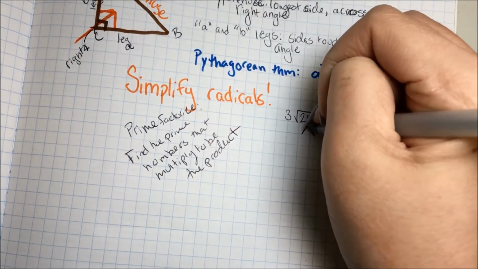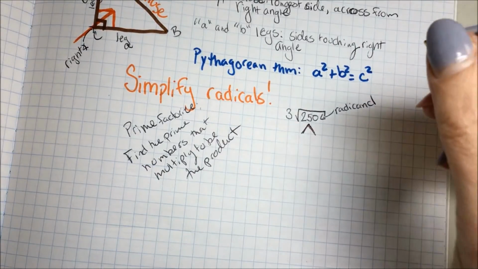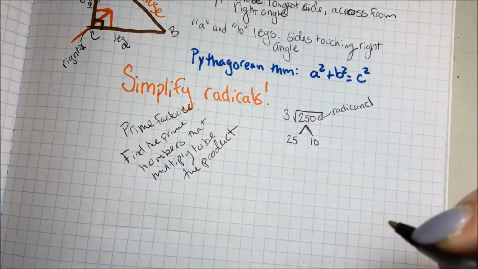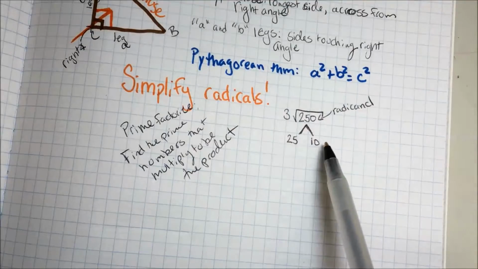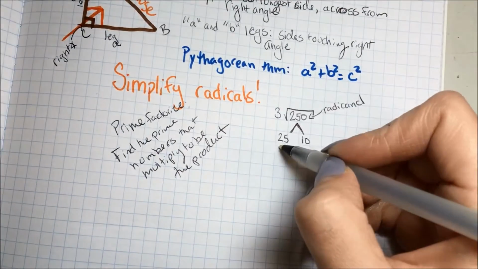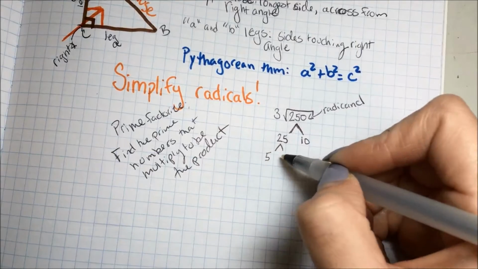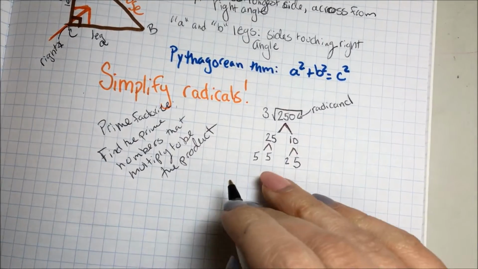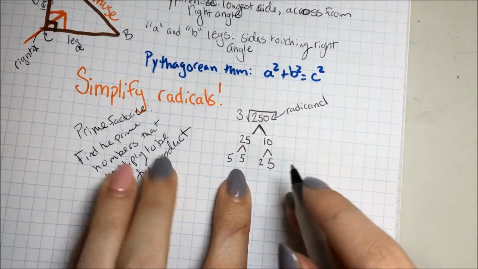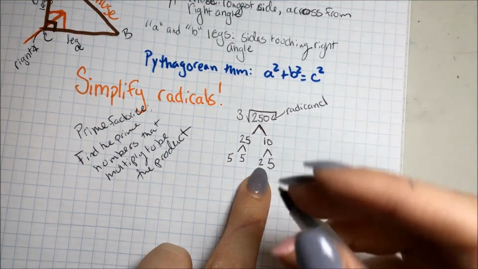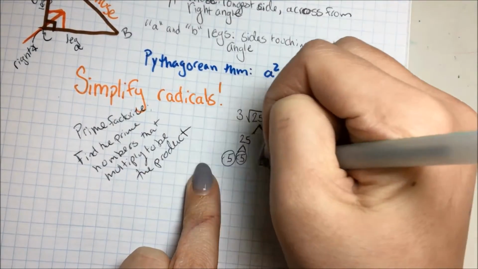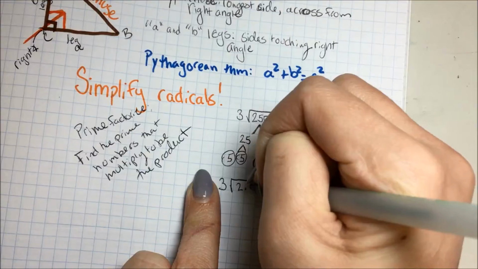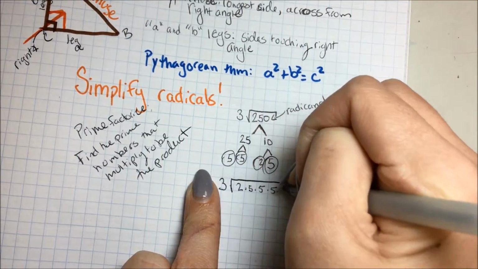I'm going to start with any 2 factors of 250. I know that 25 times 10 is 250. Now neither of these are prime, so I'm going to break it down again. 25 breaks into 5 and 5, and 10 breaks into 2 and 5. Now 5 is prime because nothing but 1 and 5 multiplies to be 5, and 2 is prime because nothing but 2 and 1 multiplies to be 2. So this is my prime factorization. I'm going to replace 250 with 2 times 5 times 5 times 5.